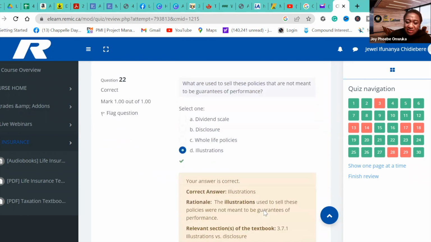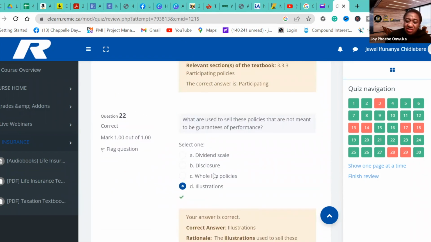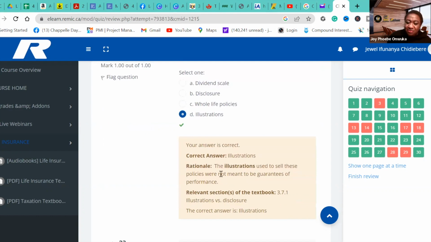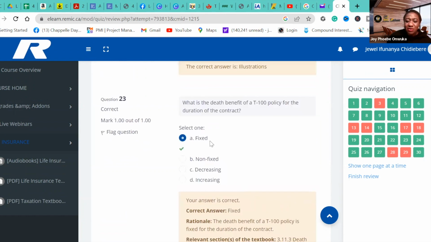Okay, 22. We also got this one, which is illustration. What are illustrations used to sell? It is the word sell that makes me wonder, to sell policies that are not meant to be guaranteed. Of course, the performance we show in the illustrations is not guaranteed, right? And the rationale is here: the illustrations used to sell these policies were not meant to be guaranteed of performance. That's so true.